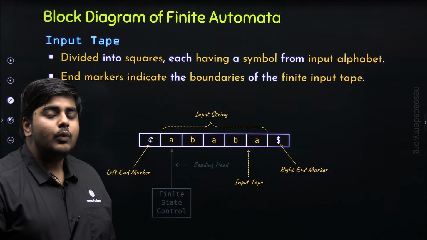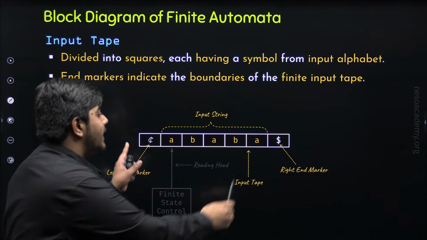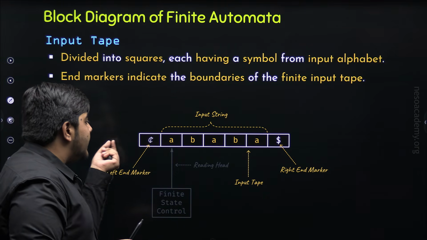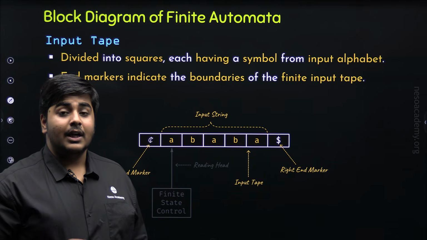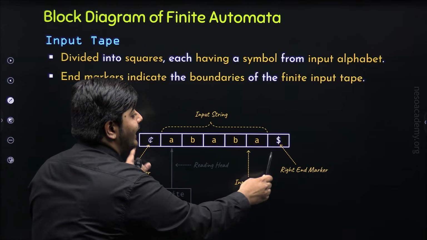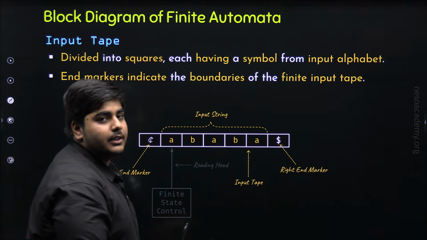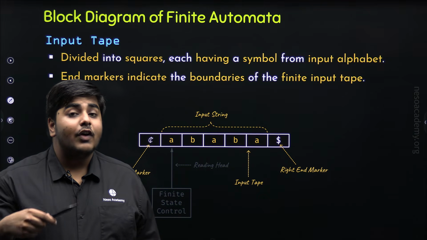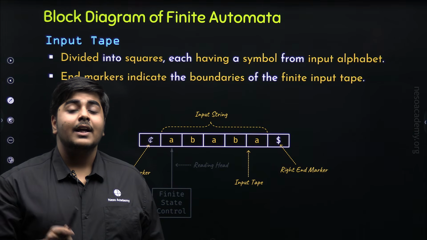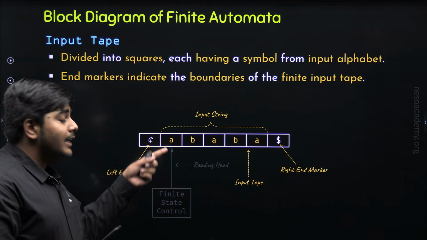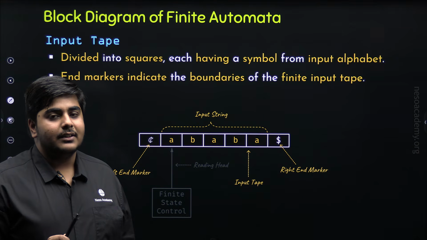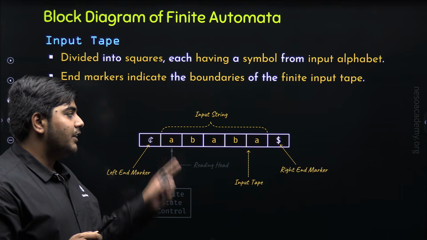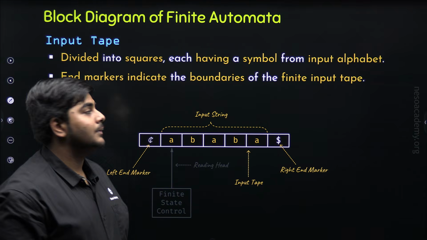I have already told you that in finite automata, this input tape is of finite length. That means we cannot extend this tape in any of the directions. And that is why to represent the finite length, we use the two end markers, the left end marker and the right end marker. Now, as we move further in this course, you will find that in Turing machines, this input tape is of infinite length. That means it can extend in both the directions. But in finite automata, it cannot.